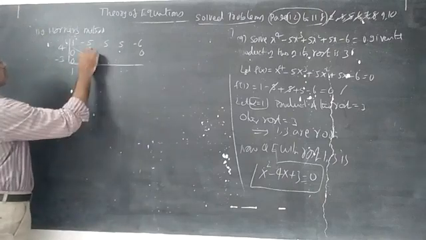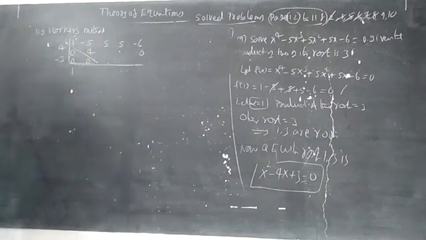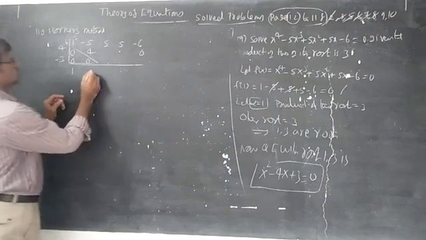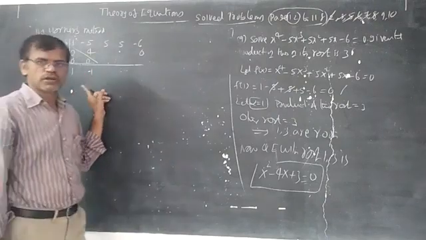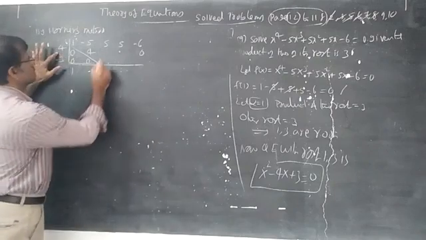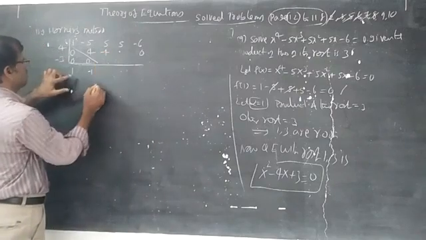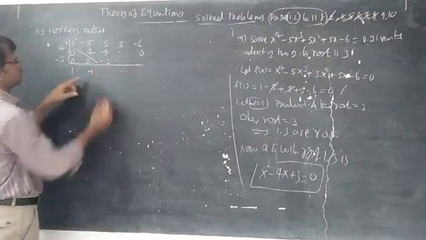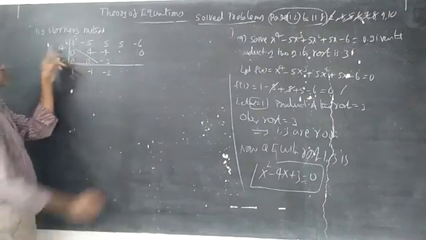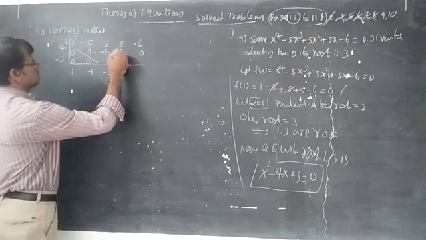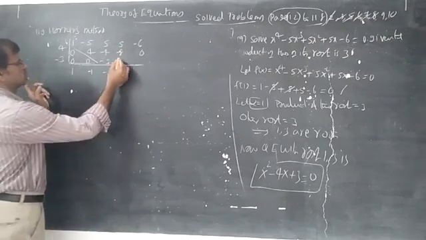This is 1 into 4, 4. Now minus 5 plus 4 becomes minus 1. Whatever the new value we got, the value should multiply with the first one. Minus 1 into 4, minus 4 here, and 1 into minus 3, minus 3. So 5 minus 7 becomes minus 2. That minus 2 into 4 here, minus 8, and minus 1 into minus 3 here, 3.